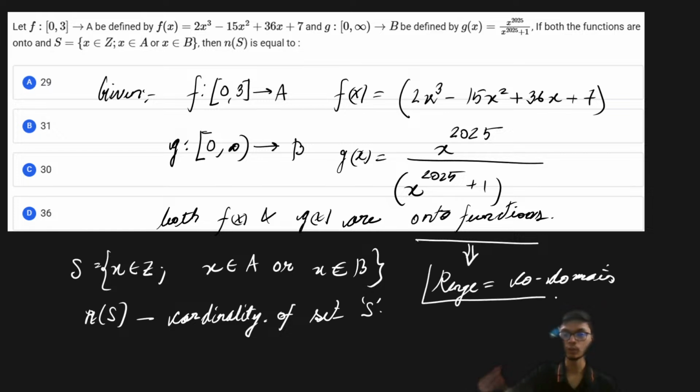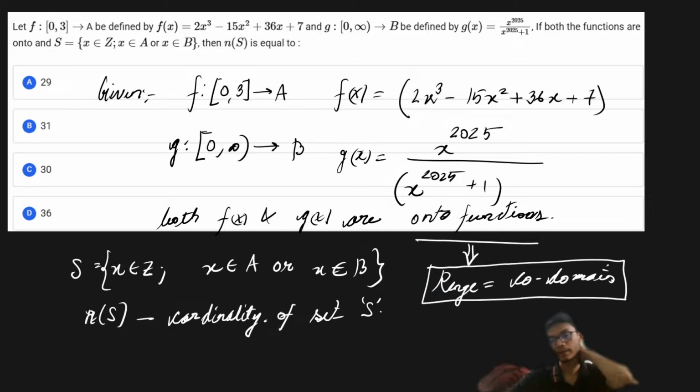Will have the range to be equal to the codomain, right? So these kinds of functions are known as onto functions. So onto functions are those functions for which we have the range equal to the codomain, right? So once we get the range of f of x and g of x, we will say that it is equal to A in order for the function to be an onto function, right? And from that we can find the number of elements in the set S, right? So that's what our task is, right?